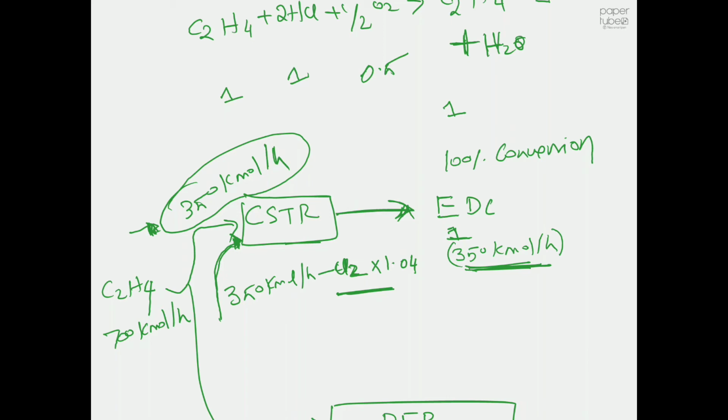This information we get from the reaction stoichiometry. That's why I said that before touching Aspen HYSYS, you need to look at the reaction stoichiometry and then obviously the reaction kinetics and other information. It gives the very first information that you need to enter in Aspen HYSYS. So 350 kilomoles per hour.